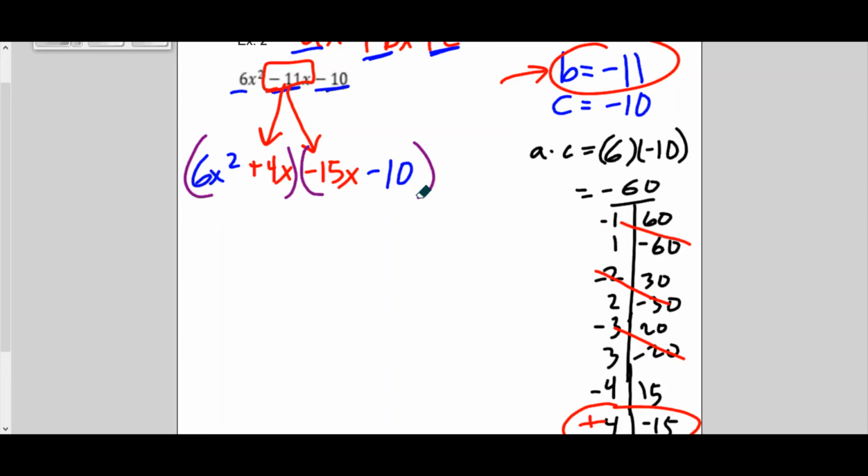Now looking at the first set, 6x squared plus 4x. The 6 and the 4 are both divisible by 2. So I could do that real quick. Divide this first set, only this first set, by 2. So 6 divided by 2 is 3, and 4 divided by 2 is 2. So there, I've factored out my 2.